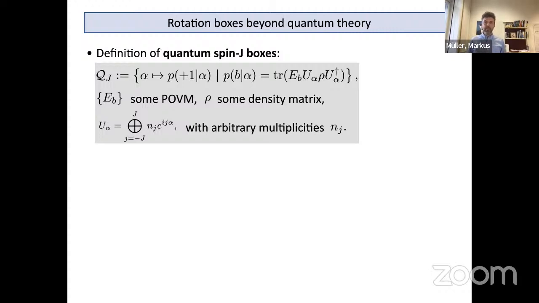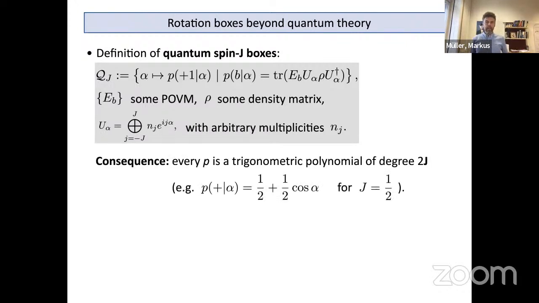So you can ask, what are the possibilities here? That's just a bunch of possible probability rules: how your click probability depends on alpha. Now, a consequence of that, you can think of multiplying that out. If it's complex exponentials, you write it as sines and cosines and collect the terms and everything becomes real. You have a real probability. So as a consequence, every probability law here is just a trigonometric polynomial of degree 2J. For a spin 1/2 particle, for example, you could have something like 1/2 plus 1/2 cosine alpha, which is a degree 1 polynomial, and same for higher J.